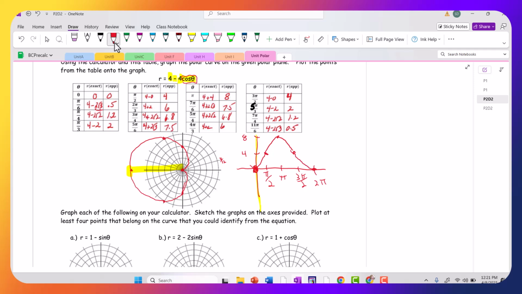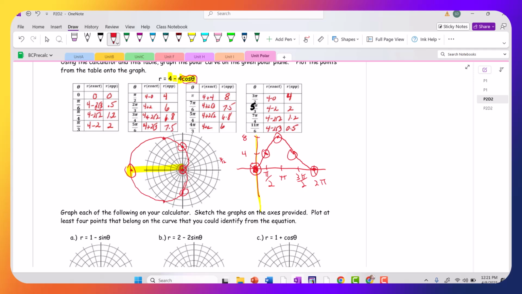What I want you to know is these points all coincide. That point is that point. The pi over 2 point is this point. This point is this point. This point is this point. Wrong, wrong, wrong. That was a stray. That's that point. And then when you get back to 2 pi, you're back to where you started. That's why the graph is complete.